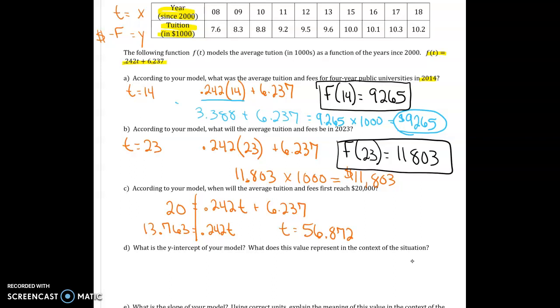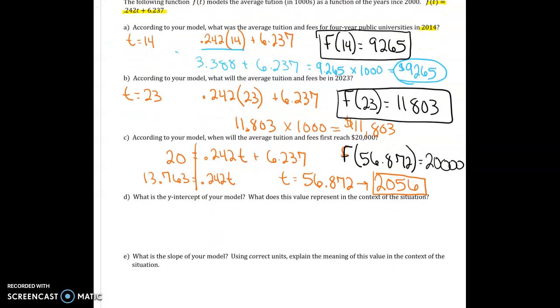And so, that's about 56, 57 years from now. So somewhere around 2056 is what I'm looking for. Now, going back to that function notation, I would say my function, if my t is this exact decimal, would give me a tuition of $20,000.